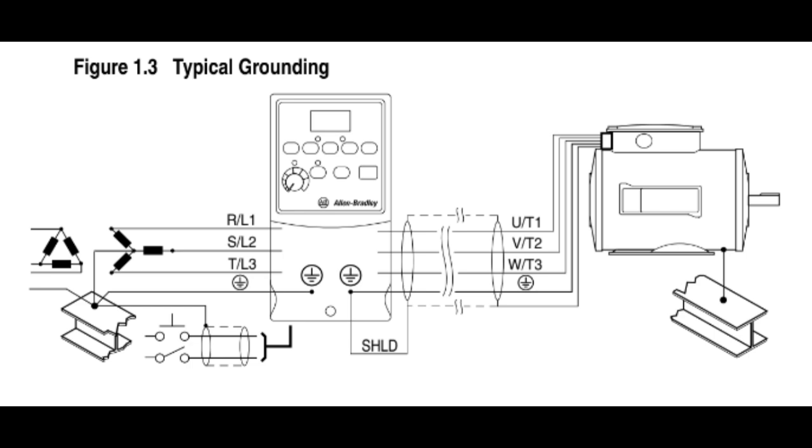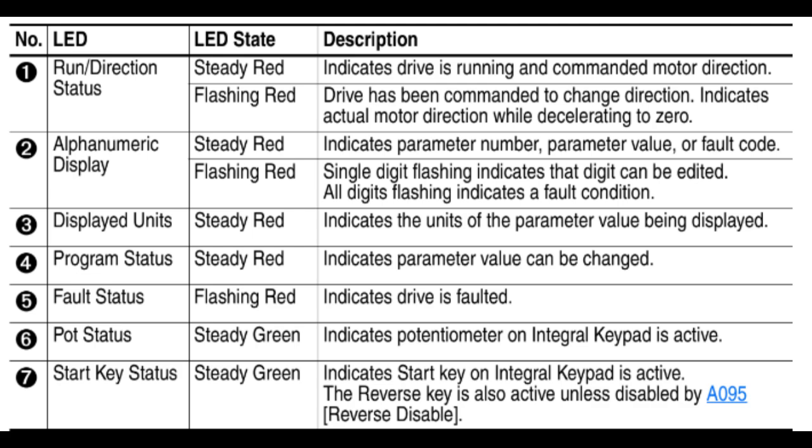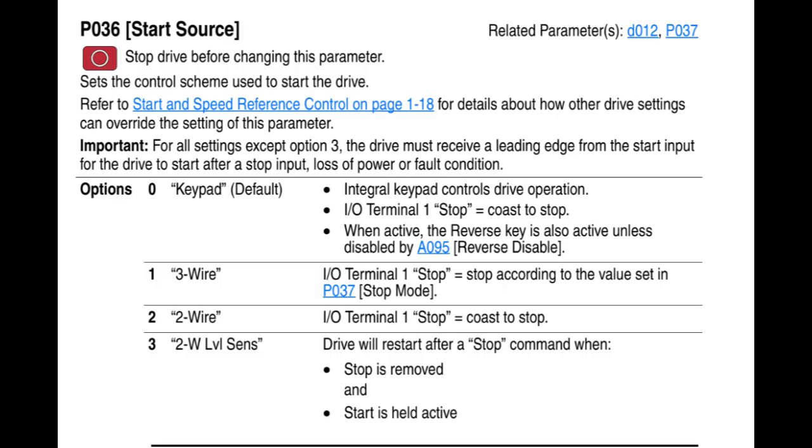It is connected by means of the three-phase voltage RST and has its output to the motor by means of UVW. In this diagram, we have indicated the elements that comprise the keypad. We can see that there are four menu modes: D, display group; P, basic programming group; A, advanced programming group; and F, fault designator. The numbers in the diagram indicate: 1. Run direction status; 2. Alphanumeric display; 3. Displayed units; 4. Program status; 5. Fault status; 6. Pot status; and 7. Start key status.